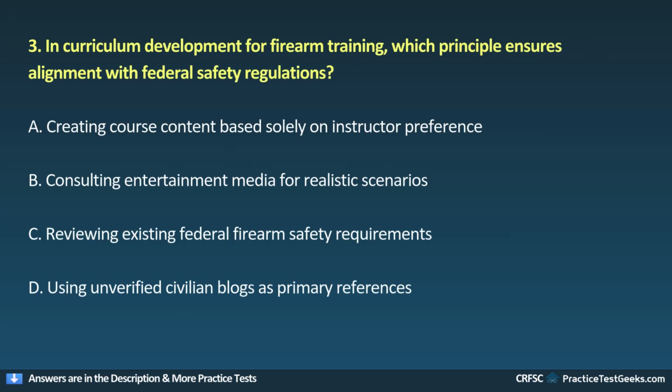3. In curriculum development for firearm training, which principle ensures alignment with federal safety regulations? A. Creating course content based solely on instructor preference. B. Consulting entertainment media for realistic scenarios. C. Reviewing existing federal firearm safety requirements. D. Using unverified civilian blogs as primary references.